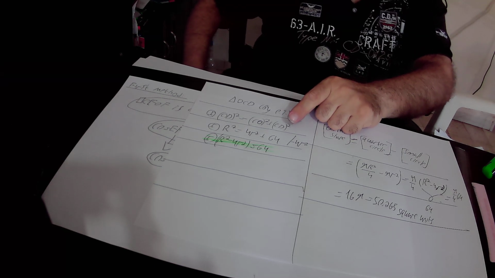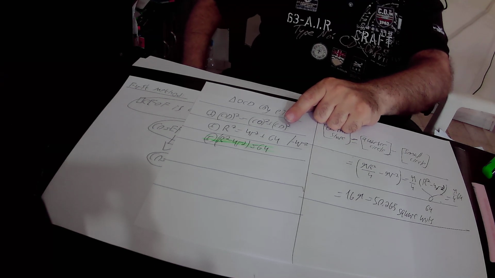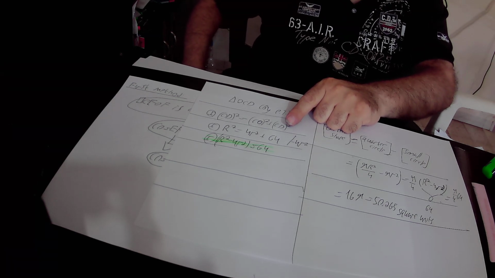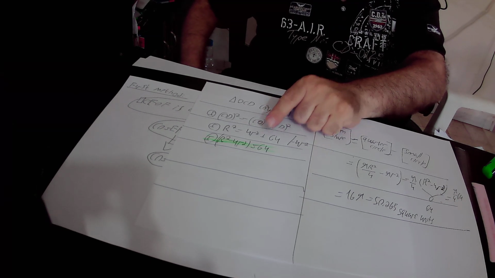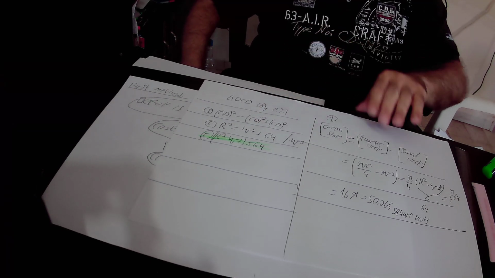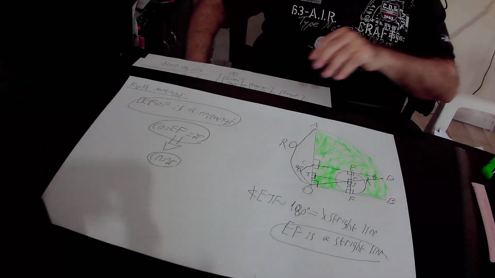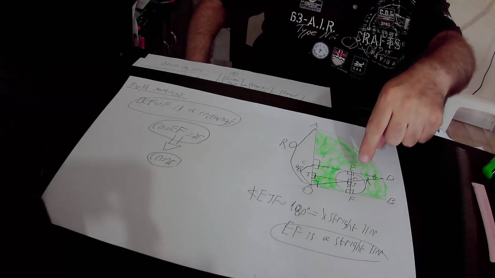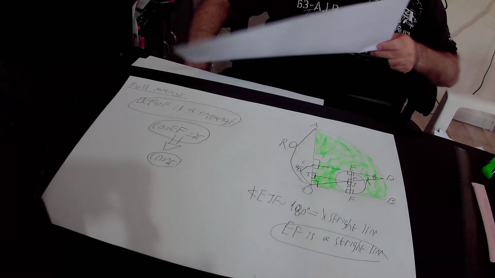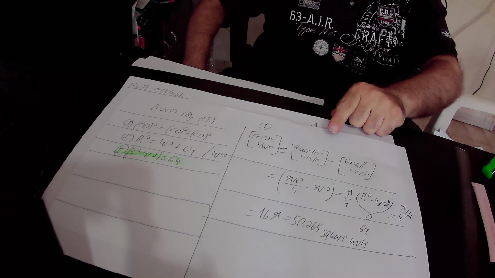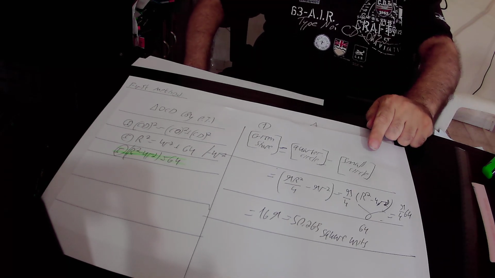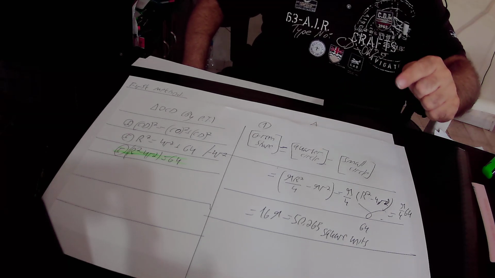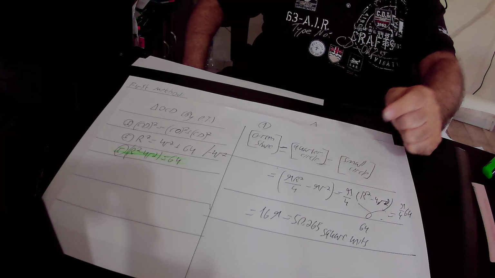So in conclusion, we found out that according to equation number 1, capital R square equals 4R square plus 64. We subtracted 4R square from equation number 1, and found out that capital R square minus 4R square equals 64. What is the area of the green shape? The area of the green shape equals the area of the quarter circle minus the area of the small circle. The area of the quarter circle equals pi times capital R square over 4, and the area of the small circle is pi R square.